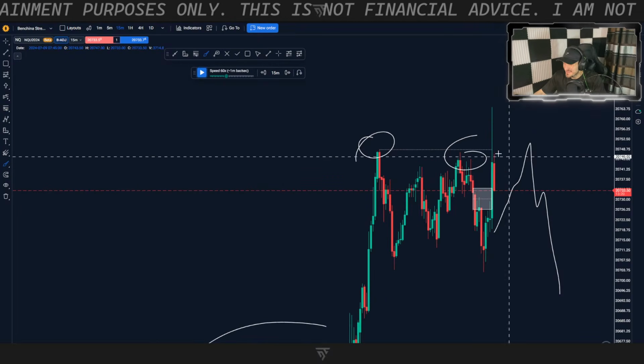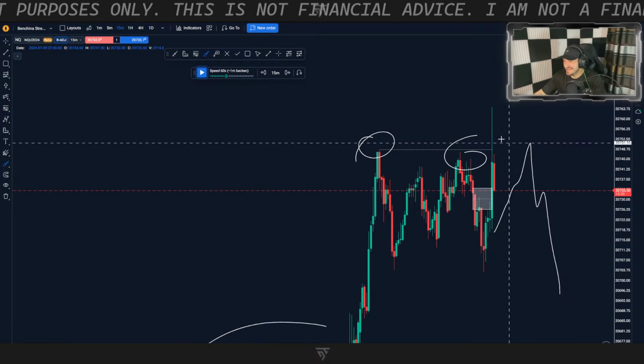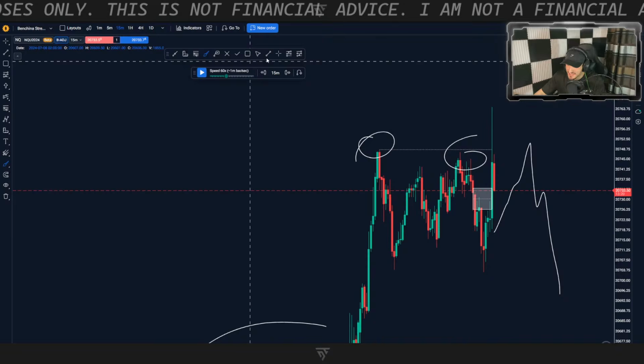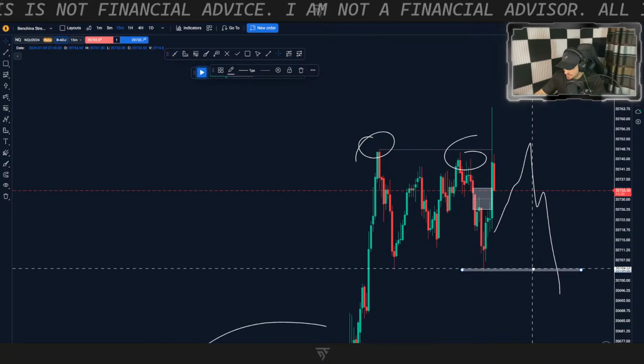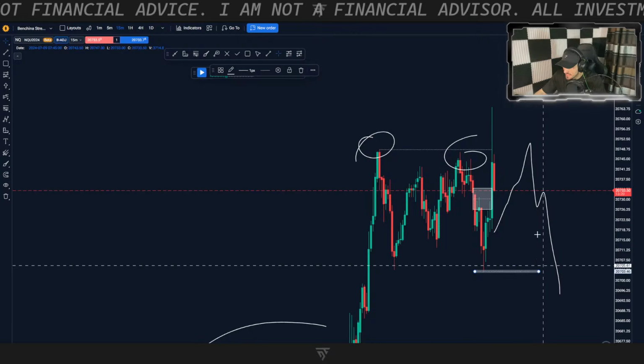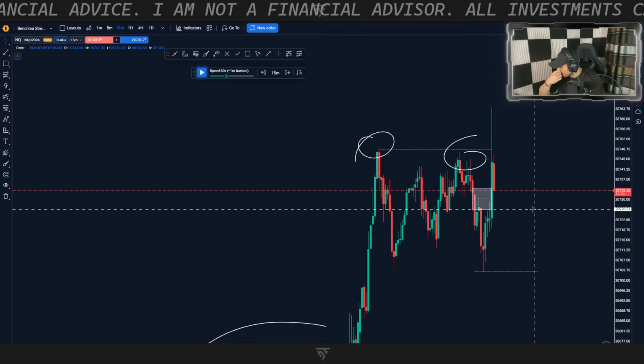Okay, so the 15-minute definitely closed down below. So these two lows are lunch meat, right? That's what I'm looking for in terms of that first target.